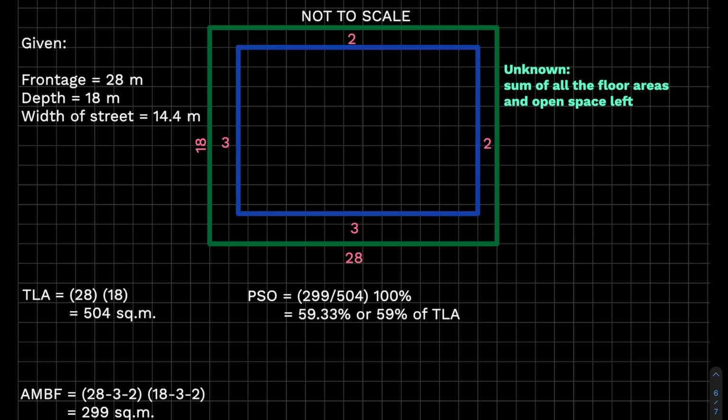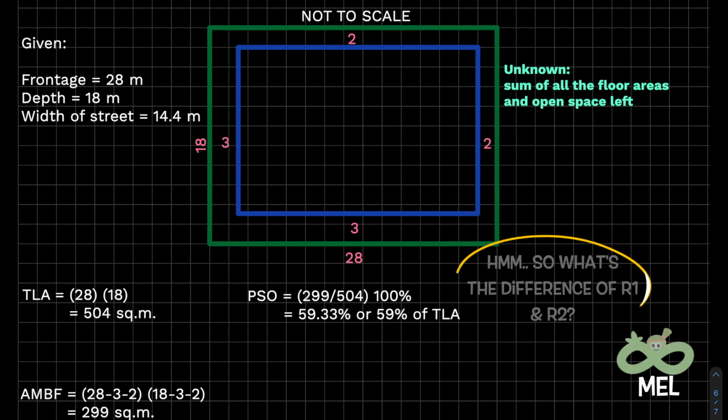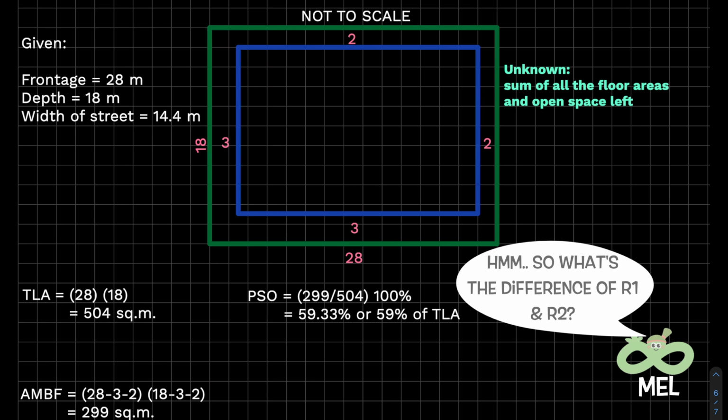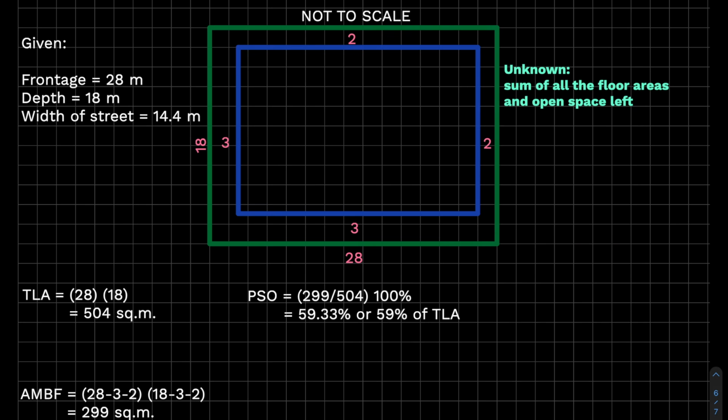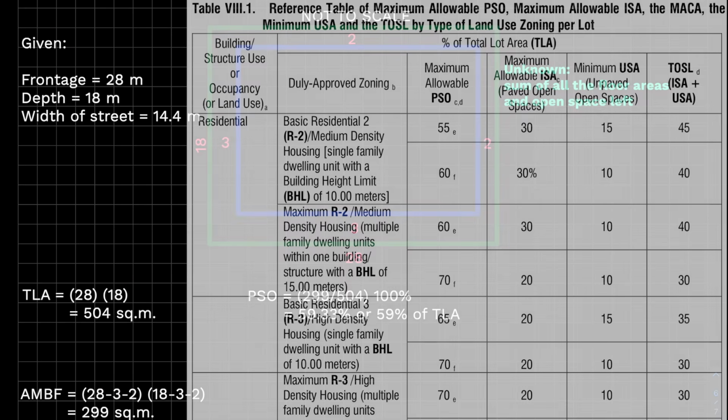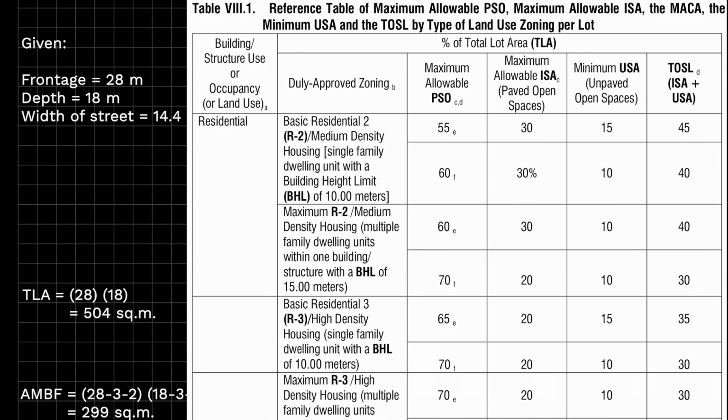Now here is the part where R2 zones differ from R1 zones. As you remember in problem 1, we got the answers for unpaved and impervious surface areas by getting the areas of yards 1, 2, 3 and 4. For R2, we have to refer to a specific table, 8.1. First, locate the zone of the lot we have.